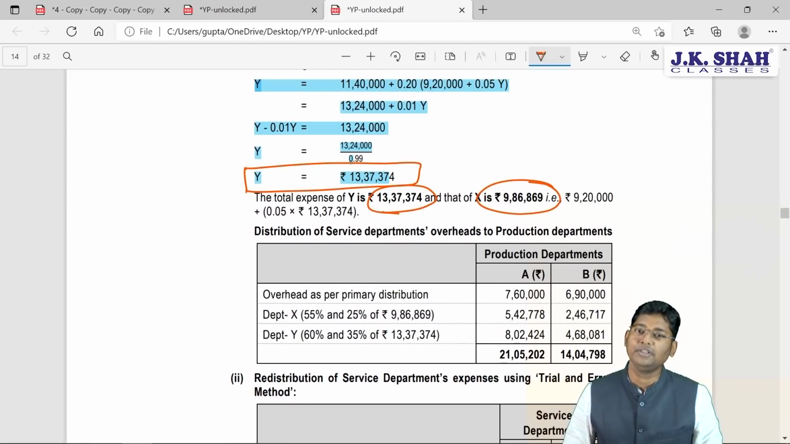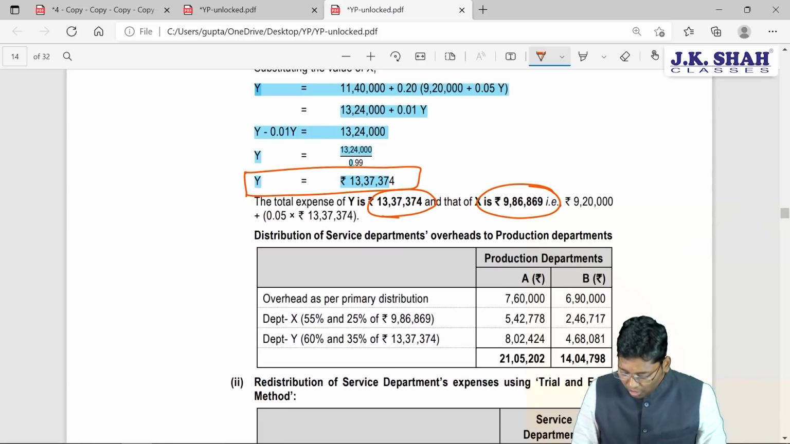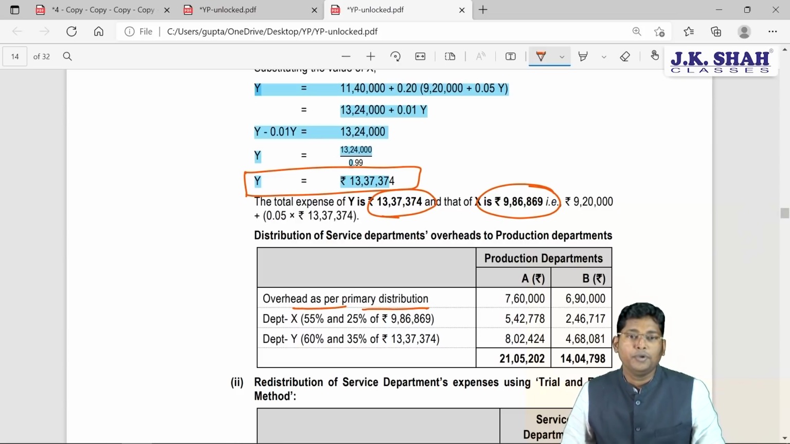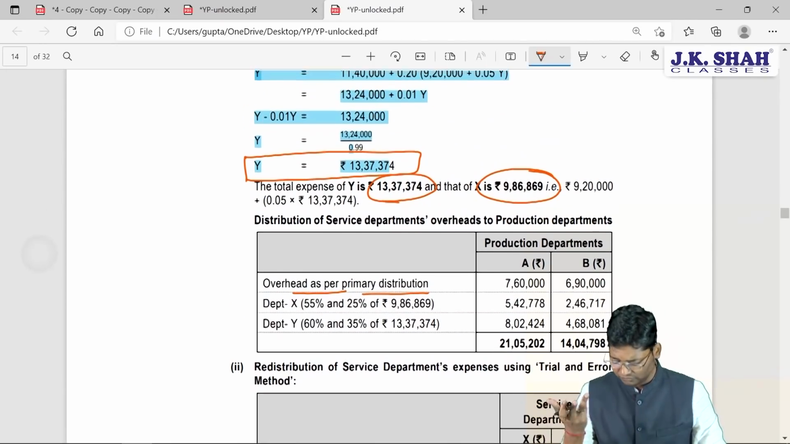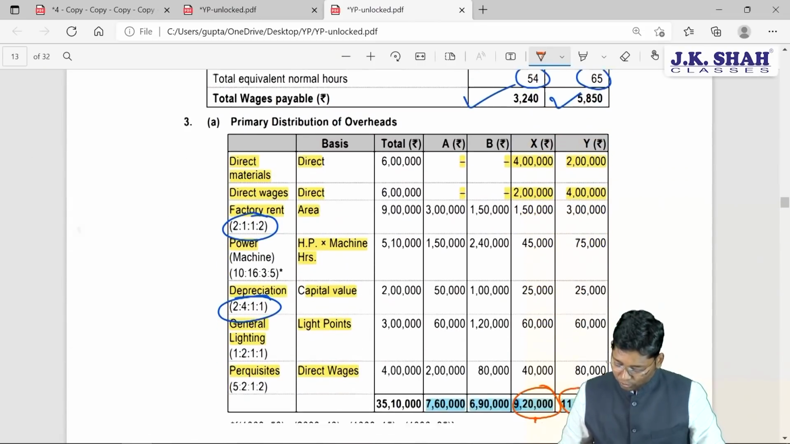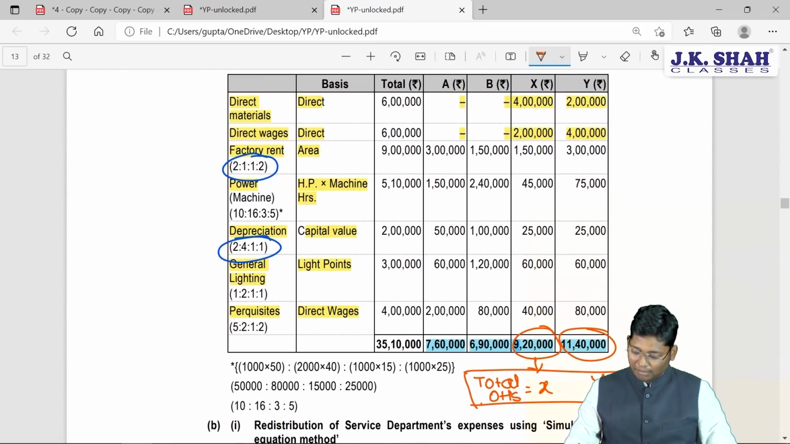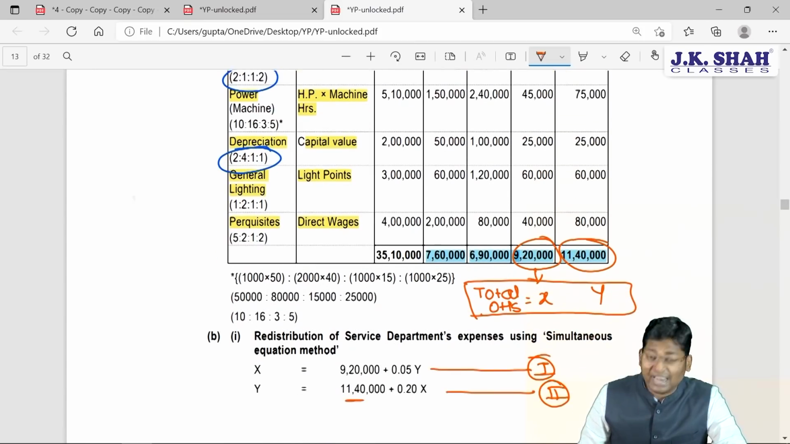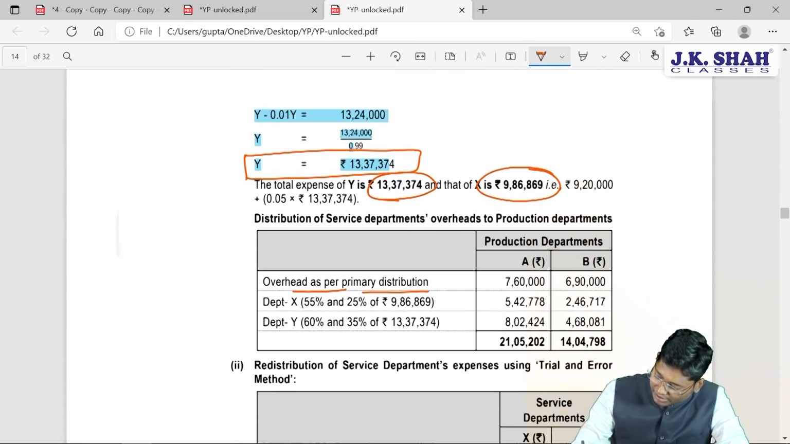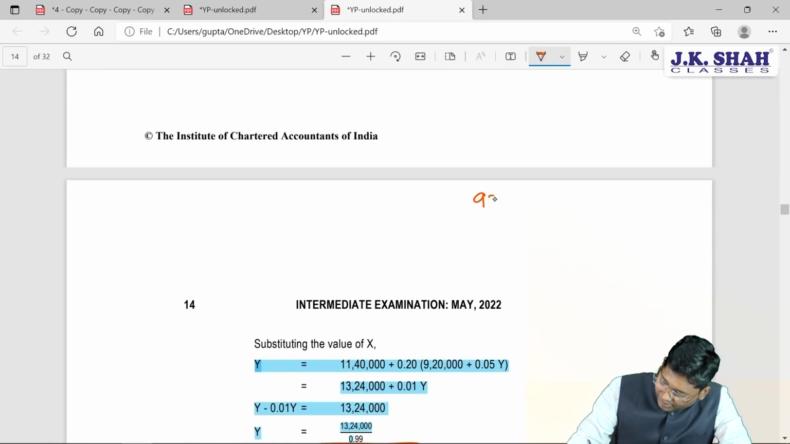Sir, how to start with redistribution? Now, overhead as per primary distribution. According to the primary distribution, the overhead amounts which we have computed are given in the question. Sir, where are the amounts? You can see here, the total amounts are available with us. Their own amounts are recorded here, and they are 9,20,000 and 11,40,000. You can put them like this. These are the two values.